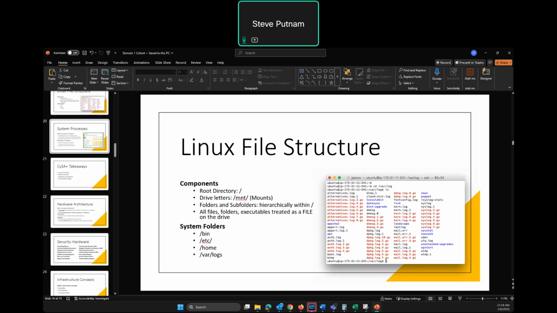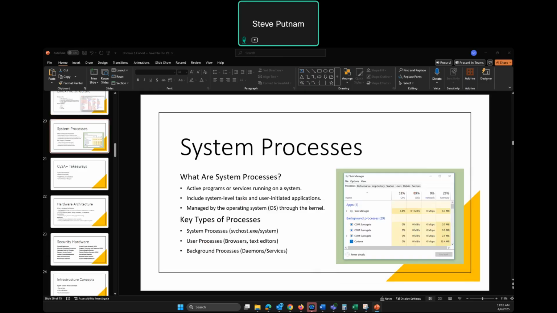All right, so system processes. Let's talk about those. What are system processes? Well, as you can see here, active programs and services running on the system. This includes system level tasks or user-initiated applications managed by the operating system through the kernel. Key types of processes include system processes, user processes, background processes. There's a lot more, but these are key. And those are the ones that you want to pay attention to.